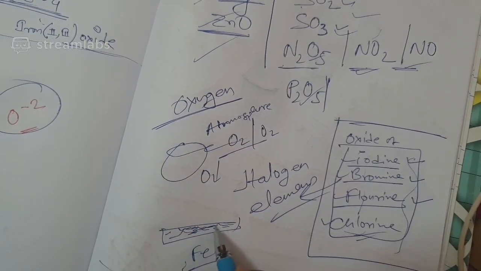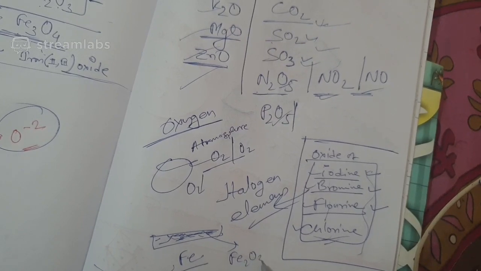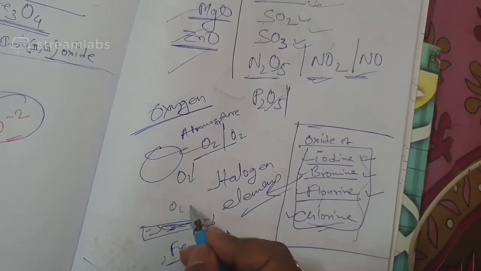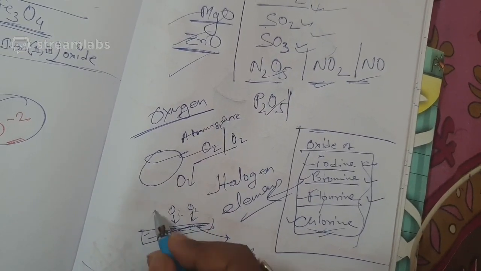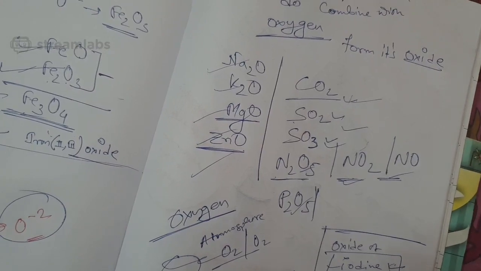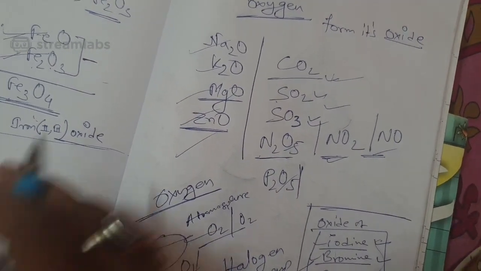So what about that rust? That is actually iron oxide, Fe2O3. So you see, what has happened is oxygen in the atmosphere has reacted or combined with the metal. So that happens with most of them, either very fast or very slow.